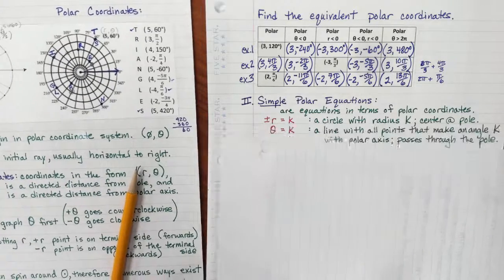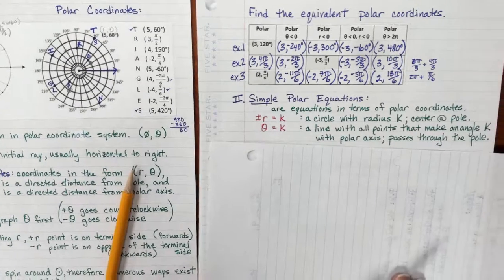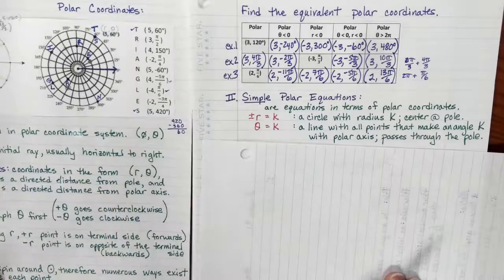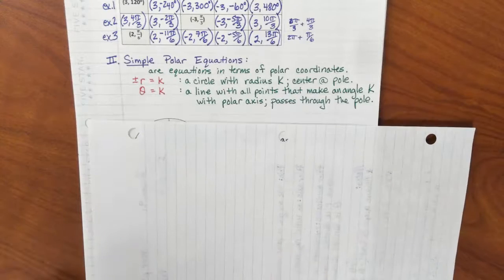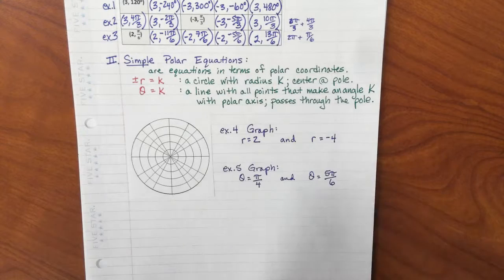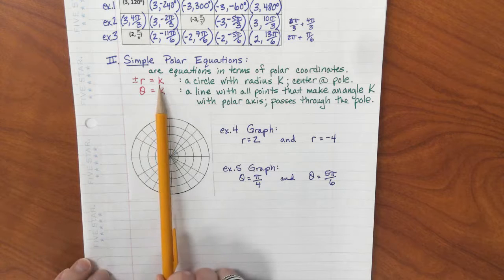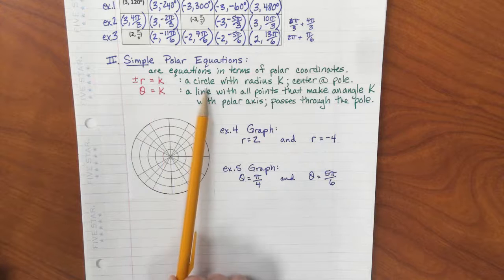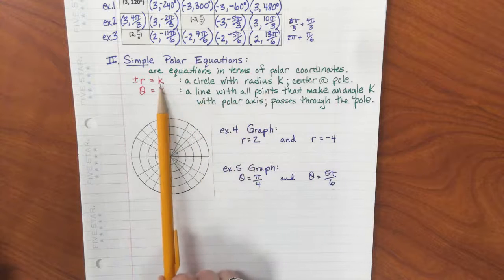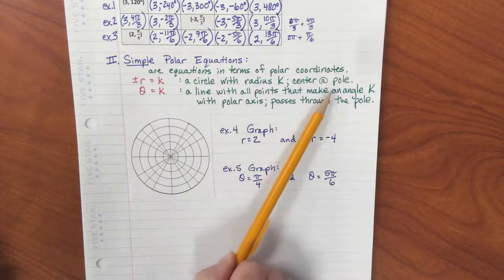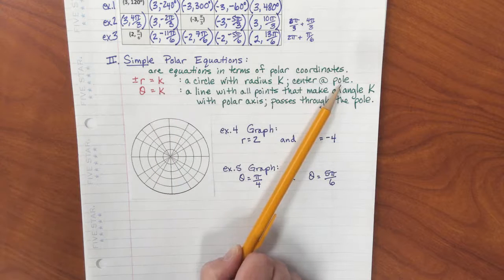Okay? Now let's talk about some simple equations. These are very, very simple in that we're going to do some later that aren't so simple. But right now, these are the simple equations. And I would like you to write down that if you have an equation that has a plus or minus r equals some number, that is simply a circle with that radius of that value k. And the center of the circle is always at the pole or at the origin here.